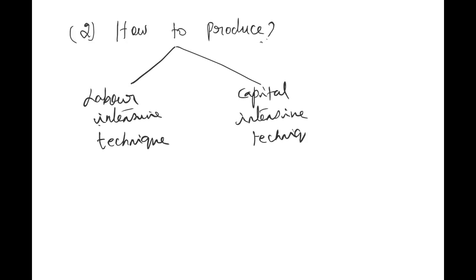So when I say labor intensive technique, it is more manual. More labor will be used than machinery. So that is called the labor intensive technique. Alternatively, capital intensive technique means more machinery will be used in place of labor. So the country has to decide which type of technology they have to choose in order to produce the different varieties of commodities.